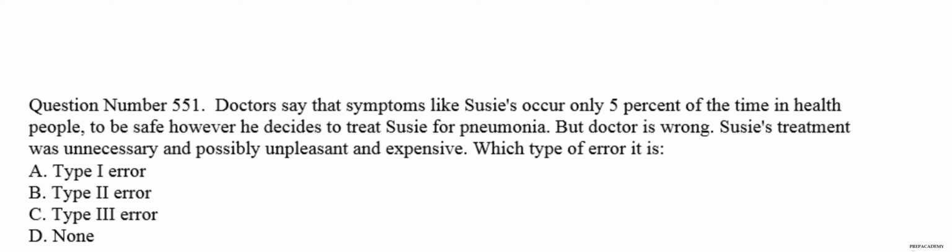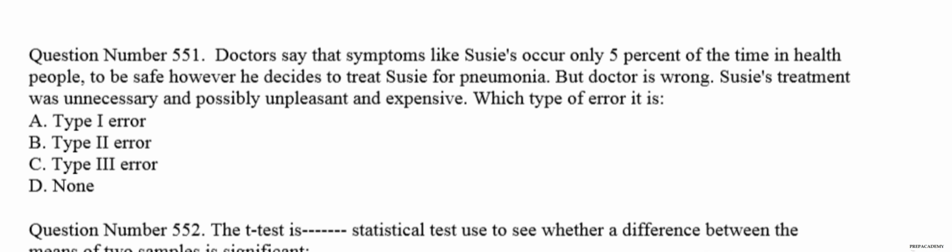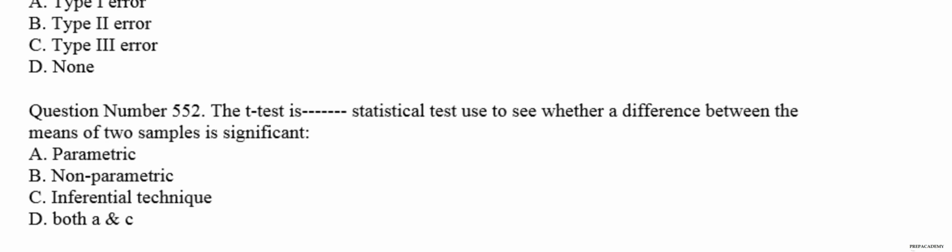Question number 551. Doctors say that symptoms like Susie's occur only 5% of the time in healthy people. To be safe, however, he decides to treat Susie for pneumonia. But doctor is wrong. Susie's treatment was unnecessary and possibly unpleasant and expensive. Which type of error is it? A. Type I error. B. Type 2 error. C. Type 3 error. D. None. The correct answer is option B. Type 2 error.